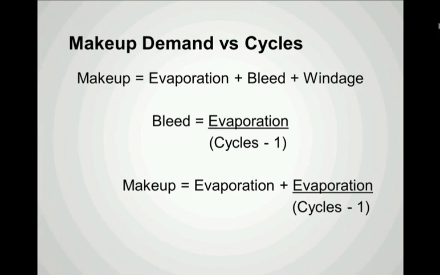Here we state things in a slightly different way. Makeup equals evaporation plus bleed. We know that bleed equals evaporation over cycles of concentration minus 1. So we can also express the makeup simply in terms of our calculated evaporation and our desired cycles of concentration to estimate what our makeup demand would be in that cooling tower at any given cycles of concentration that we target for that particular cooling tower.